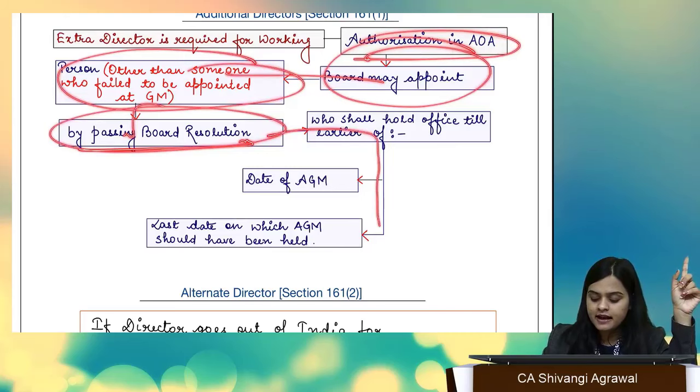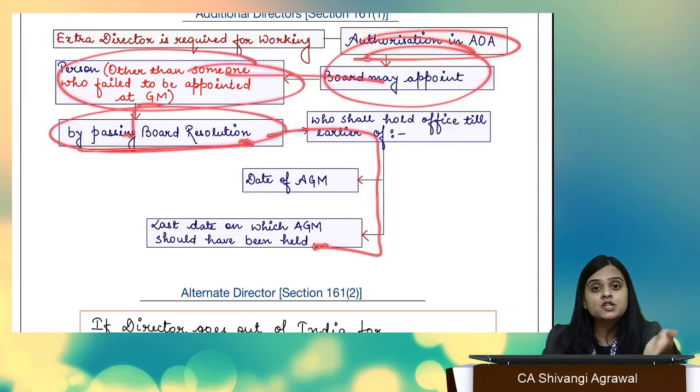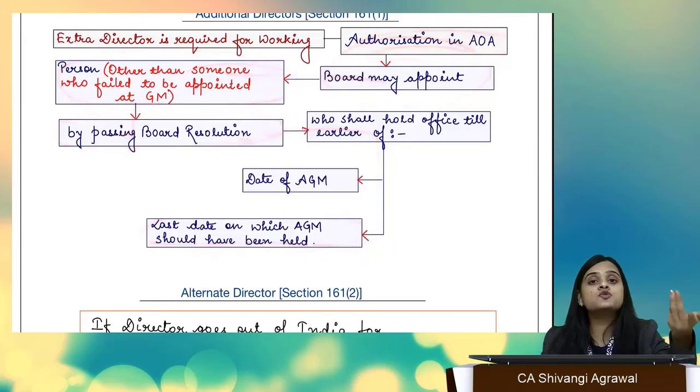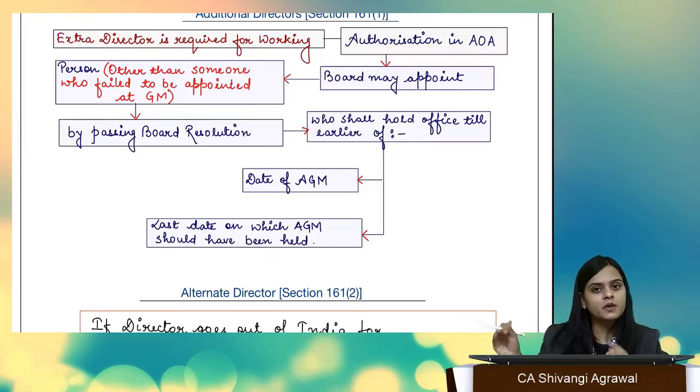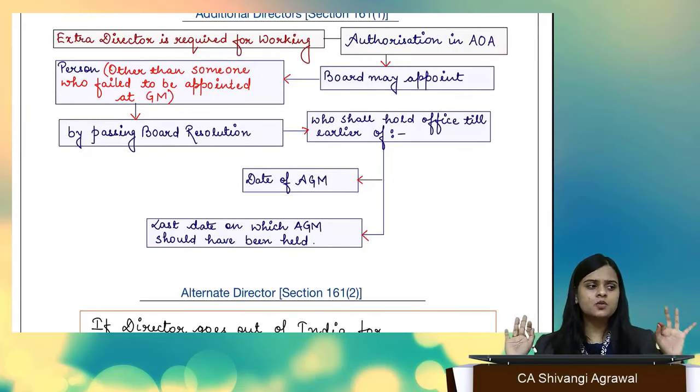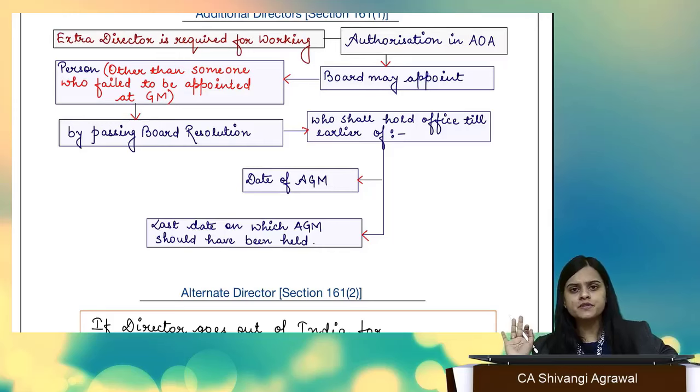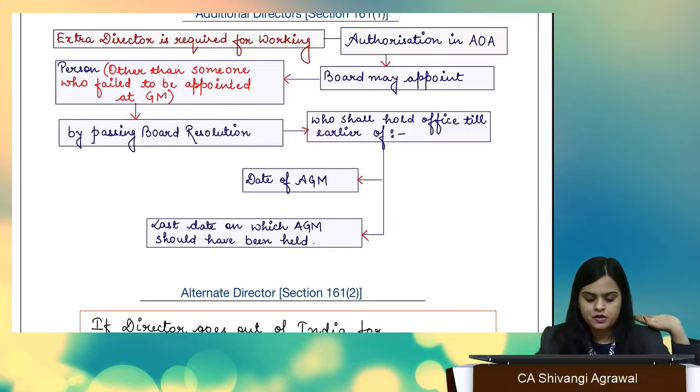Now this additional director is going to hold office till AGM only. Supposedly AGM is not held, till the last date on which AGM should have been held. Okay. Supposedly Mr. X was proposed in the general meeting and he could not be appointed because his resolution was lost. Now he approached the board of directors and they appointed him as additional director. This is something which is not allowed. Someone who has been rejected by the members cannot be appointed by the board. So a person other than someone who failed to be appointed at general meeting can be appointed as additional director.